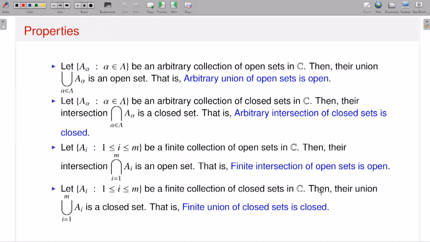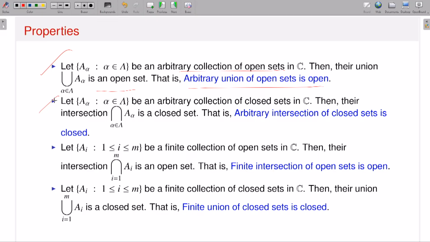These are a couple more properties, as you know from real analysis: an arbitrary union of open sets is open, a finite intersection of open sets is open, an arbitrary intersection of closed sets is closed, and a finite union of closed sets is closed. The same thing is true here. Let A alpha be an arbitrary collection of open sets; their union is also open. I am saying an arbitrary union of open sets is open.